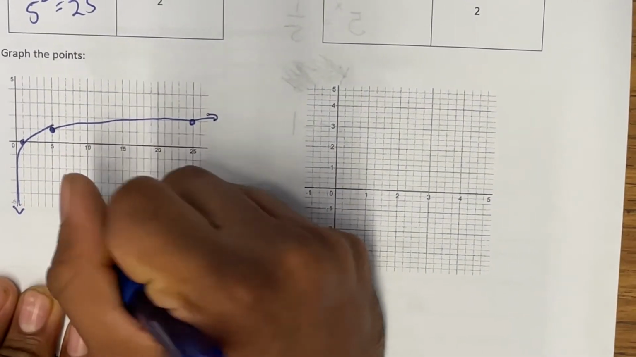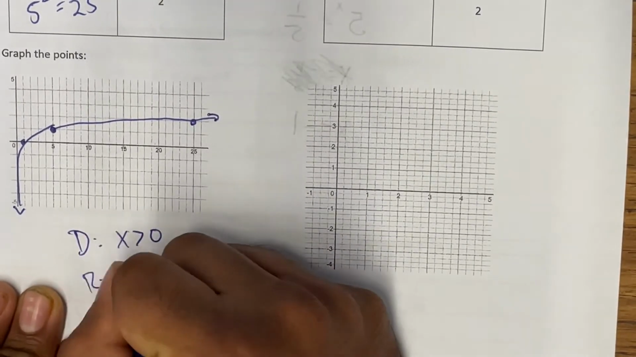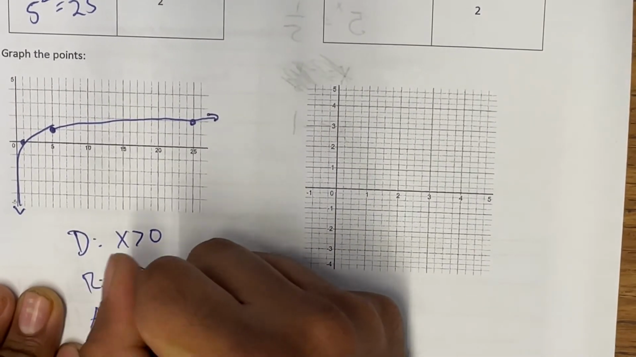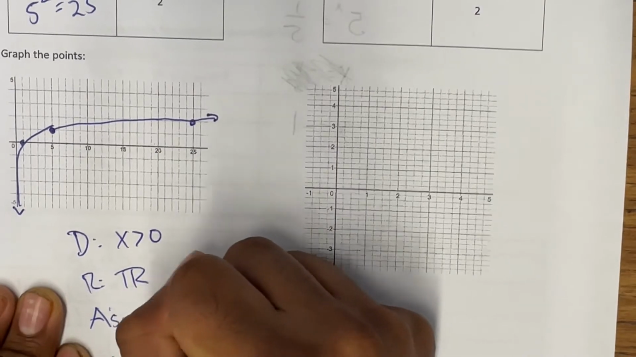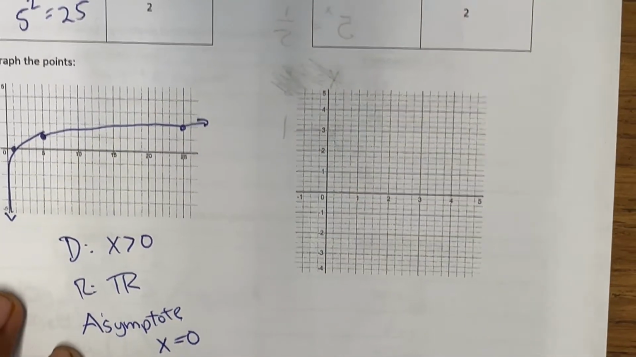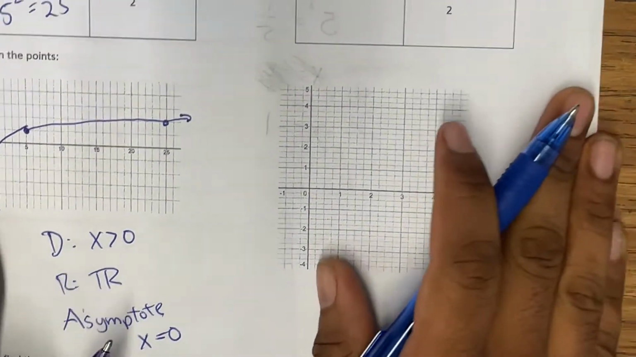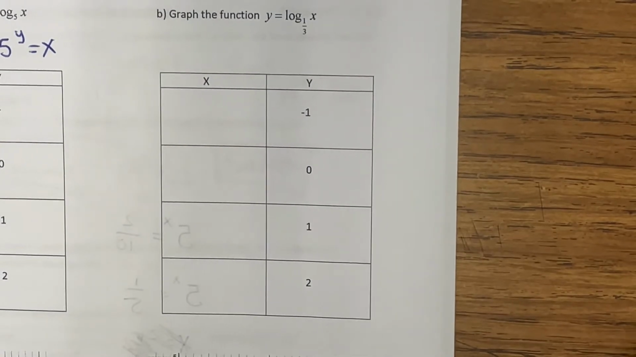The domain will still be x is greater than 0. The range will be all real numbers, and the asymptote will be at x equals 0. That will stay the same until we start transforming. Sorry if my video is getting a little shaky. I'm moving this around a bit.